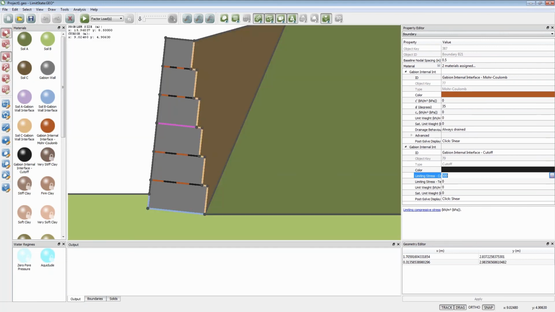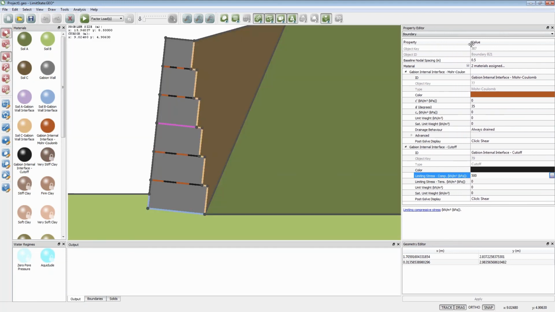if I just pull that back a bit, limiting compressive and tensile stresses. So what that means is if the stresses exceed that value, we can get failure. So if the compressive stresses exceed 500 kPa, we can get crushing effectively. So this allows the corners of the gabions to crush if we wish to model that. And by setting the tensile limit as 0, it allows them just to rotate as rigid bodies apart from each other.